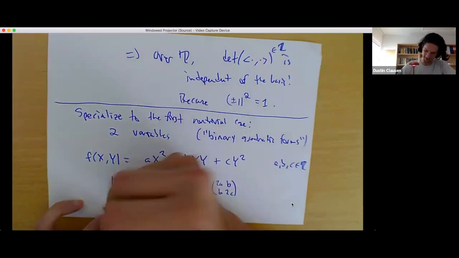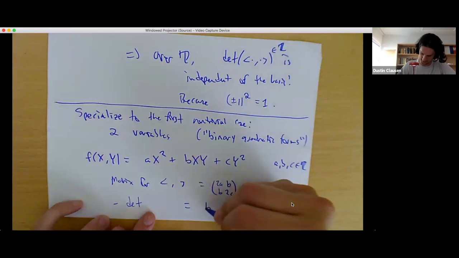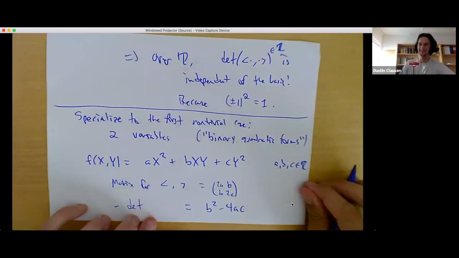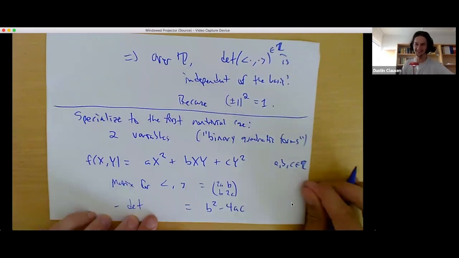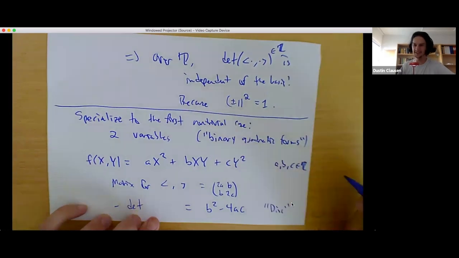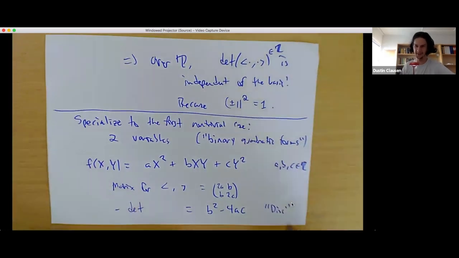I'll write minus the determinant is equal to b squared minus 4ac. Your old familiar discriminant from high school, right? So let's call this the discriminant. So does this match your sign convention you had at Kiel? In this case, the discriminant should be minus the determinant.